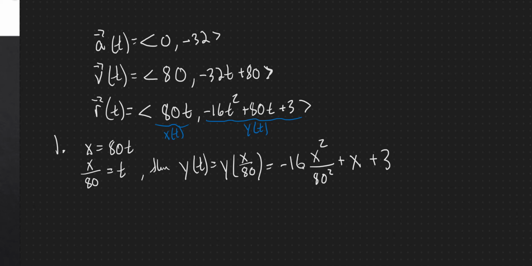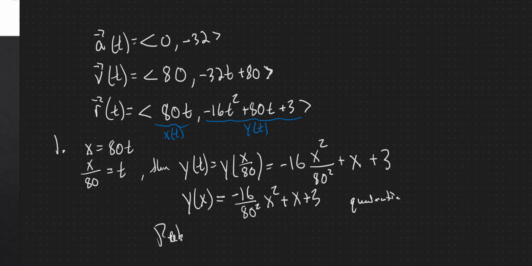Okay, so we could simplify this a little bit. That's fine, but we don't really need to, because now I have y as a function of x. So my y component as a function of the x component, we have that function now. It's minus 16 over 80 squared, x squared plus 3, which is quadratic, and forms a parabolic trajectory. So parabolic, wow, having a little bit of trouble writing. Parabolic trajectory.